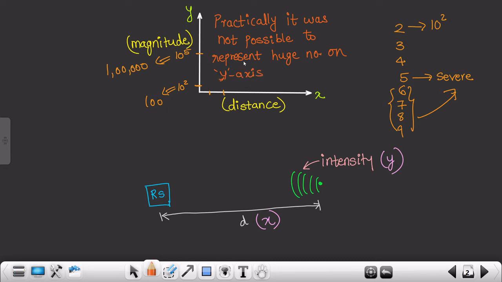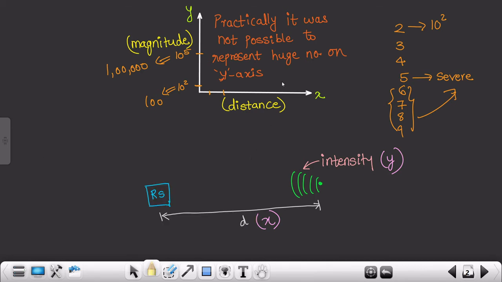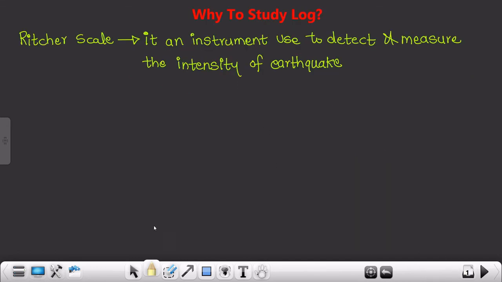Okay, so that was the drawback, the consequence which we are facing. To overcome this issue, logarithm was invented, or basically logarithm played an important role in this particular Richter scale. So how did the logarithm play an important role? We'll come over here.